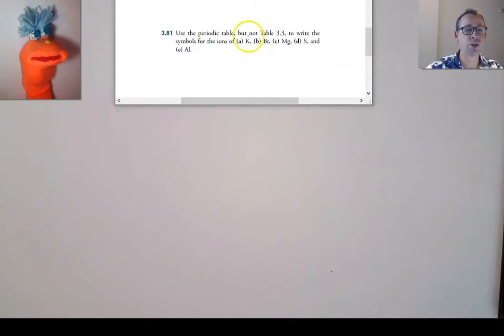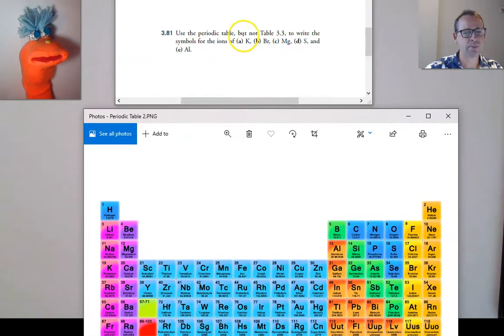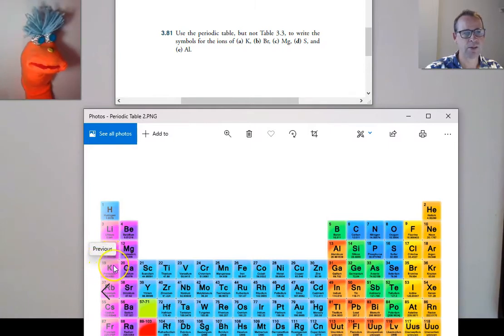All right, so we want to use the periodic table to write the ions that form from these elements. Okay, so we look at the periodic table here. Potassium. Here's potassium, 19. Potassium is 19. Now, how can we tell what kind of ion it would like to form?